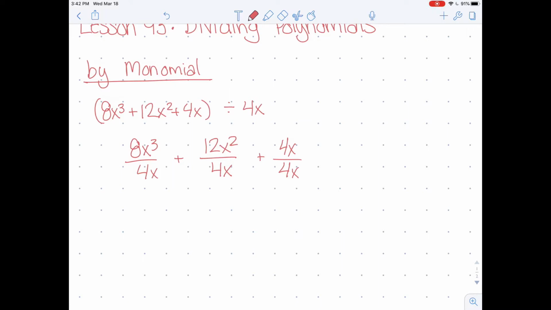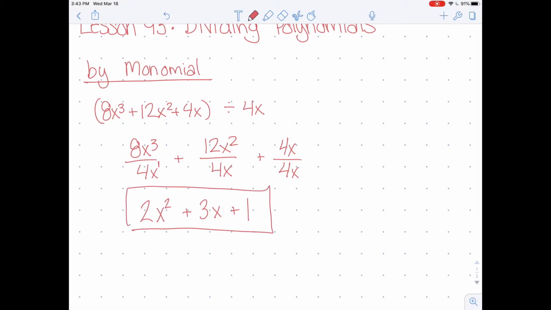So 8 divided by 4 is 2. X cubed divided by x is x squared because we subtract the exponents. Then plus 12 divided by 4 is 3. X squared divided by x is just x. 4 divided by 4 is 1. And x divided by x, there's no exponents left, so we don't need an x. This is our final answer.